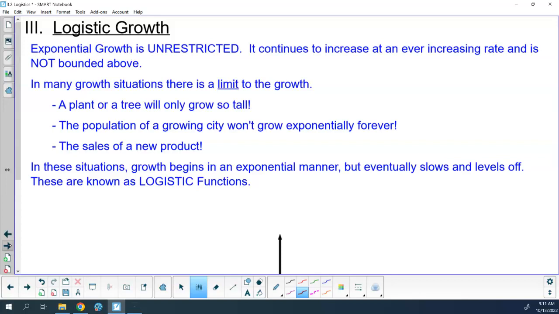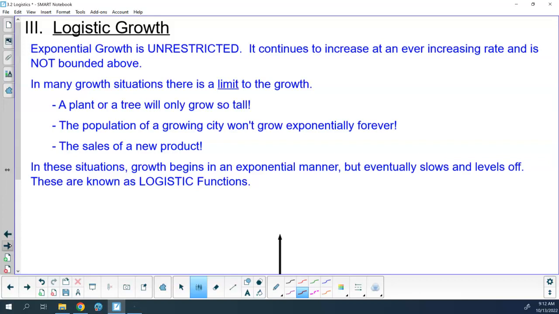Population of a growing city, we just talked about that. Sales of a new product: pretty soon, everybody's going to have it. If it continues to grow exponentially, pretty soon everybody would have it, and then that would immediately stop sales. So in these situations, the growth begins in that exponential manner, but eventually it'll slow and level off.